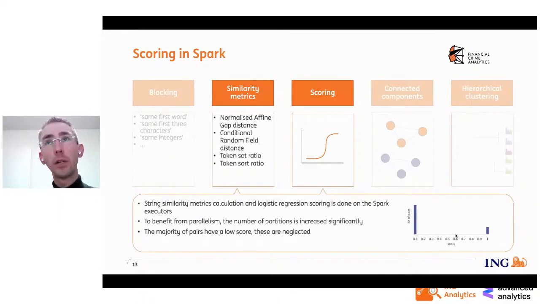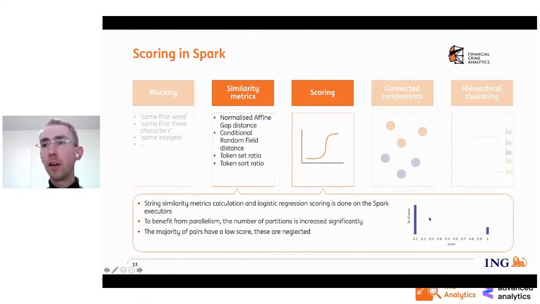So we broadcast the string similarity metrics to the executors. We also broadcast the logistic regression model to the executors and calculate it on all these executors and then collect it again. Something else that we did here, which is not part of the standard Dedupe package, is that we remove the pairs that have a low score.